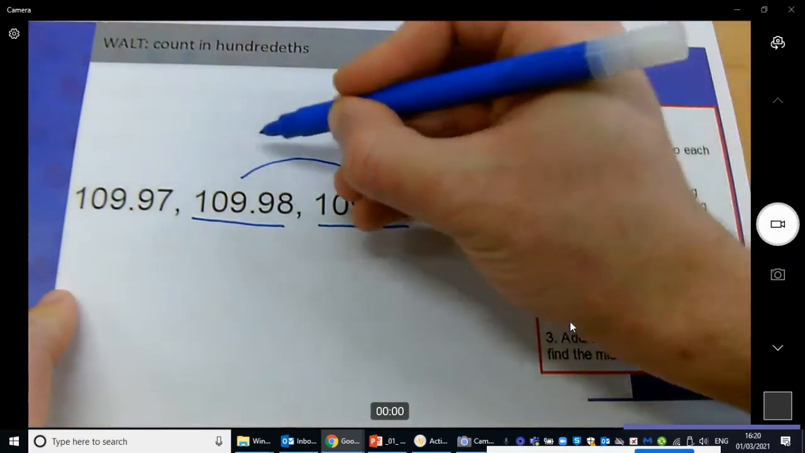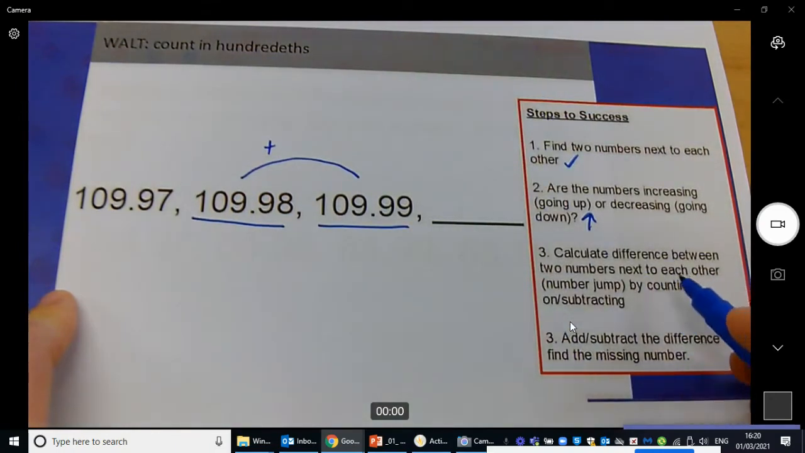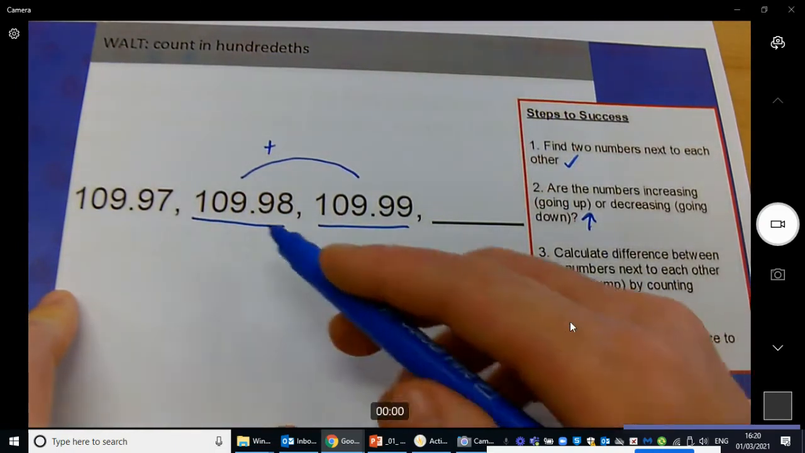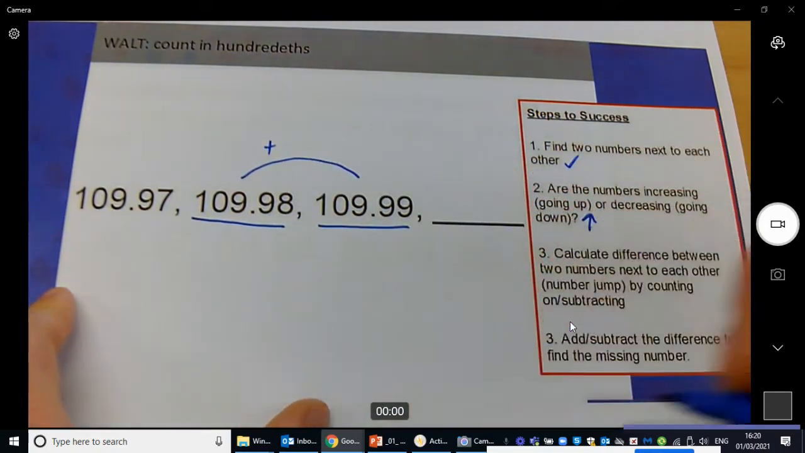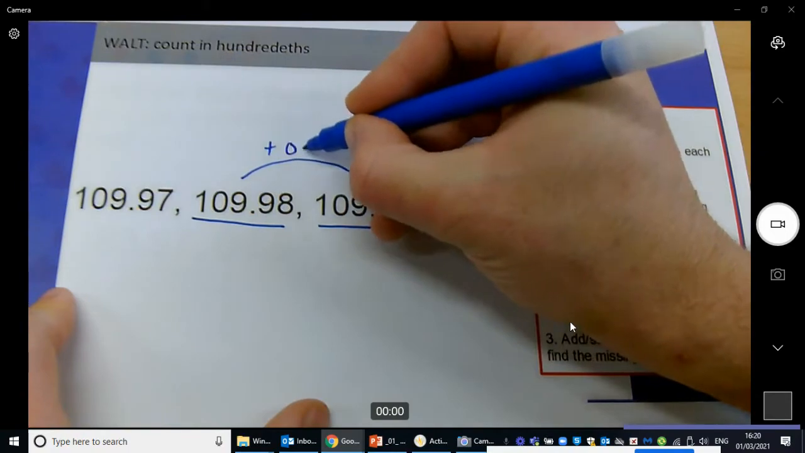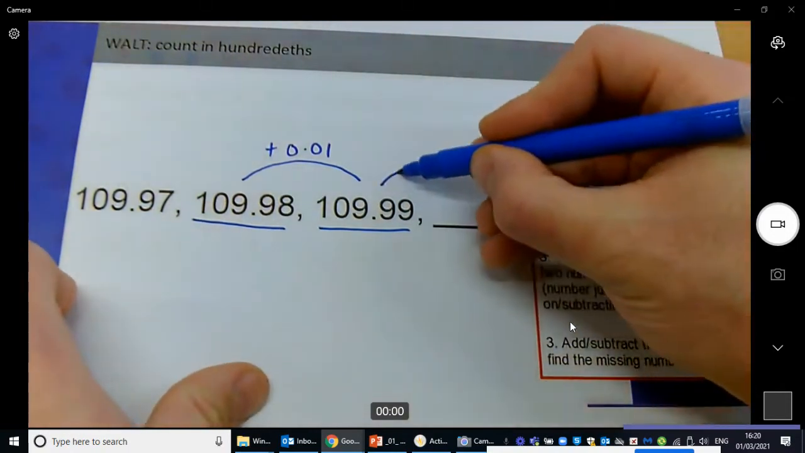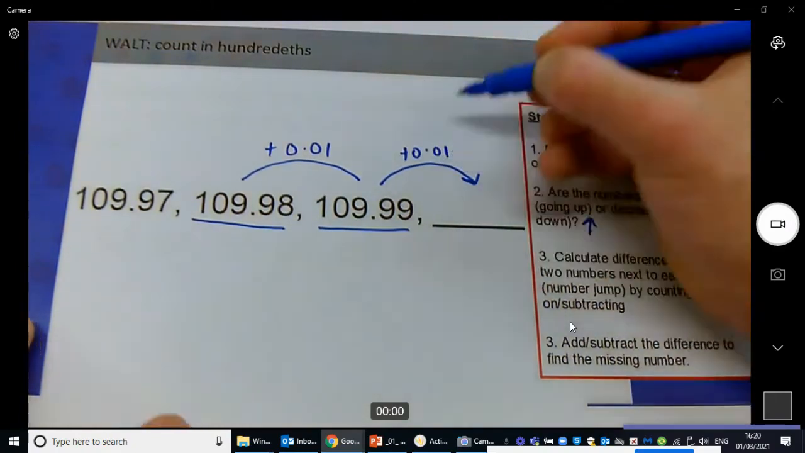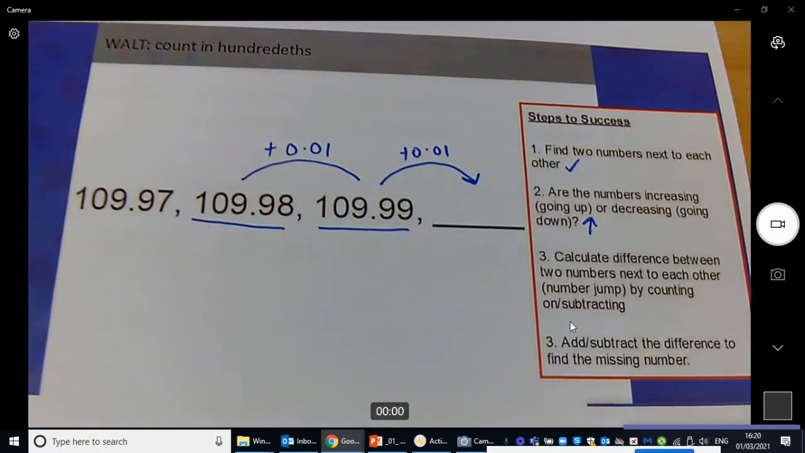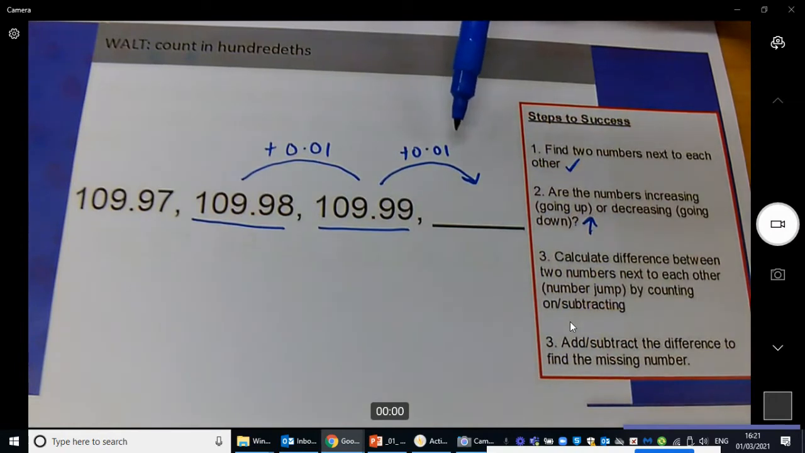What's the difference between them? These two numbers. What's the number jump that they're making? We can find that by counting on. 98 to 99. It's 100th, so 0.01. And then finally, we need to add that 0.01, that difference. Now, pause the video now. Can you work out what this final number is going to be if we're adding 1/100th to 109.99? Off you go.